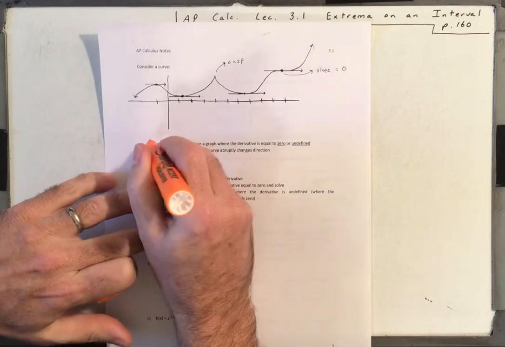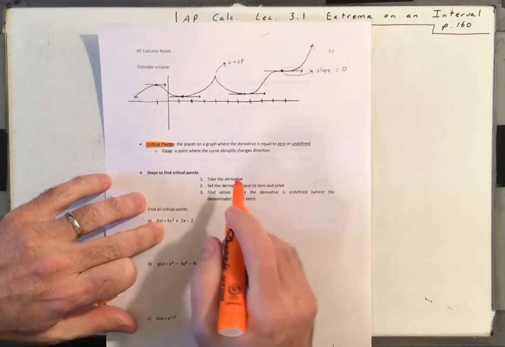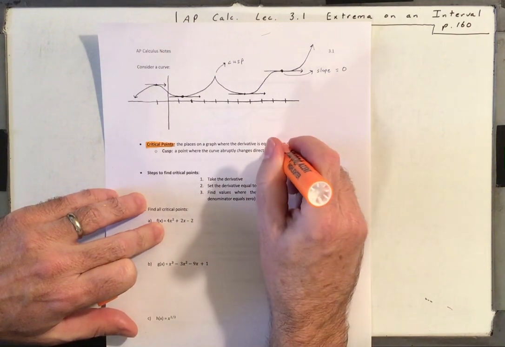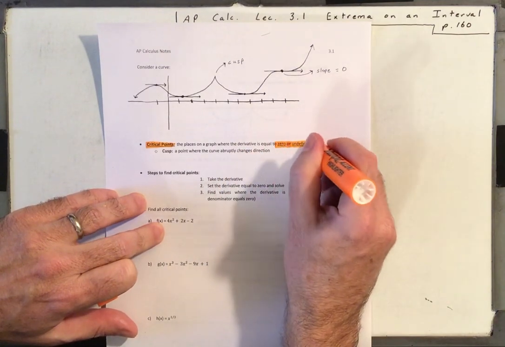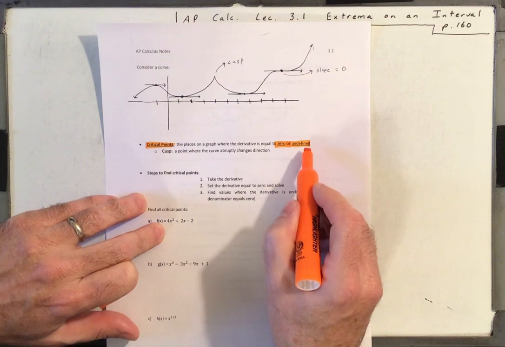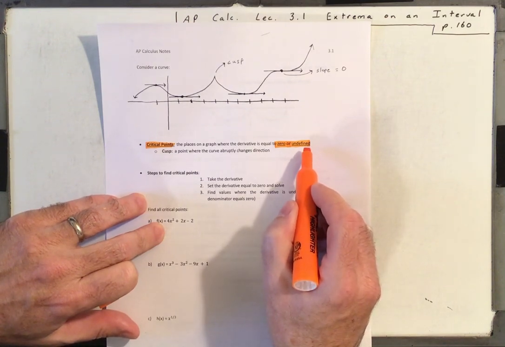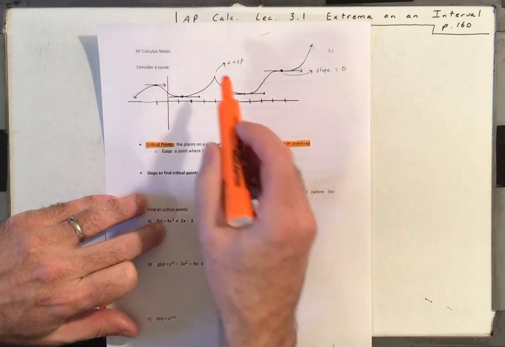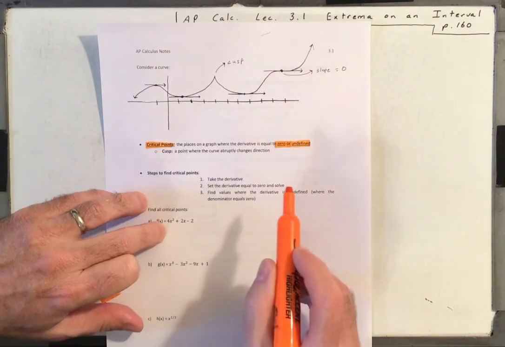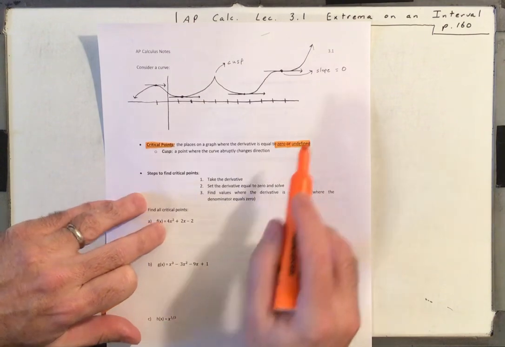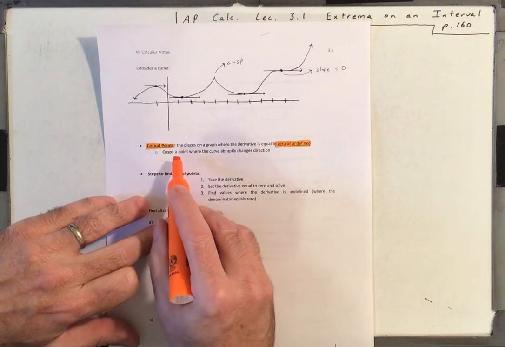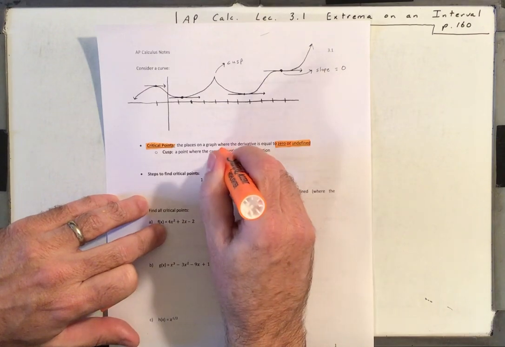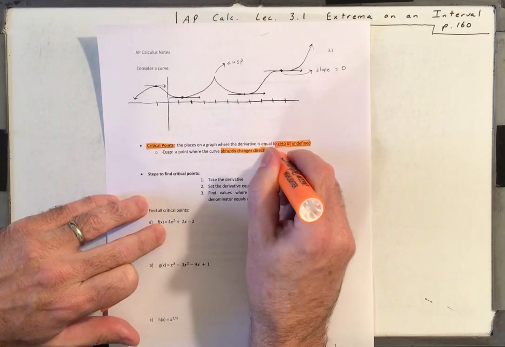A critical point are places on a graph where the derivative is equal to 0 or undefined. So you might not be able to take a derivative there. For example, at this cusp here, this sharp turn, but it's still a critical point. So a cusp is a point where the curve abruptly changes direction. All right, so that's a sharp turn.